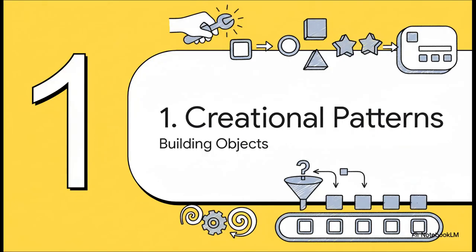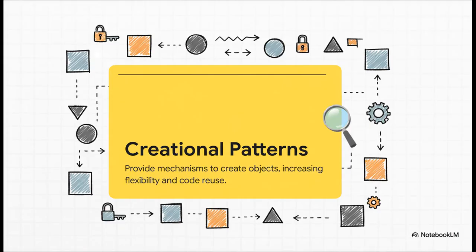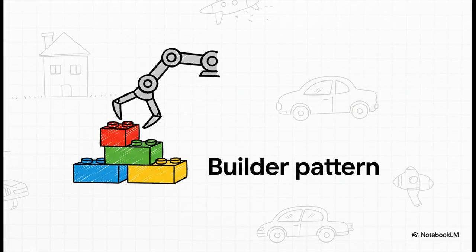First up, creational patterns. As the name kind of gives away, these patterns are all about the process of creating objects. They give you ways to create objects while hiding the nitty-gritty creation logic, instead of just calling the new operator all over your code. So why is that such a big deal? Well, these patterns give you control over the creation process. It means your code becomes way more flexible, it isn't hard-coded to specific classes, and that is just fantastic for future-proofing your application.